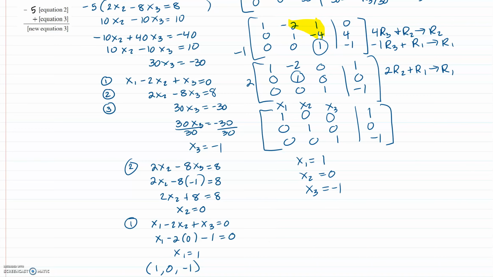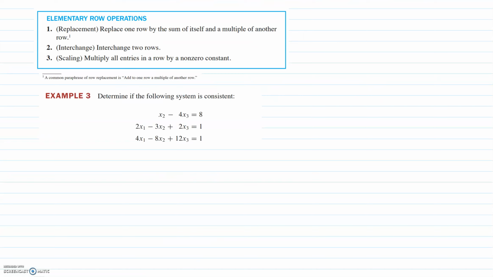So let's look at one more example. But before we do, let's go over our elementary row operations. These are the 3 rules that you can use without changing the solution to the system. One is the one we kept on doing over and over again: replace one row by the sum of itself and a multiple of another row. Another paraphrase of this is add to one row a multiple of another row.